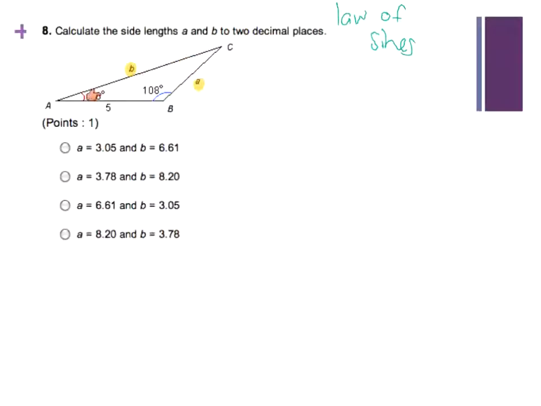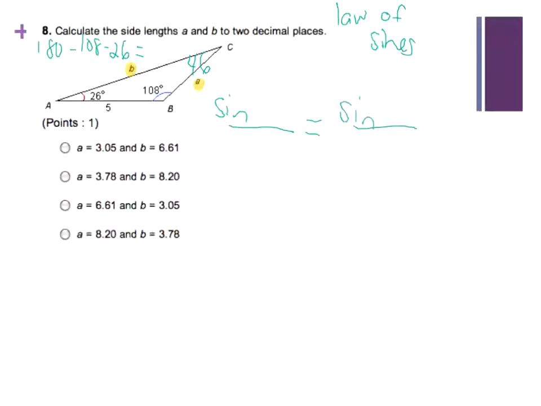But you really do, because in a triangle, we know that all 3 of these angles will add to be 180. So that makes my angle C 46 degrees, because it's 180 minus the 108 minus the 26. So now that I know my angle C, I can set up my law of sines.